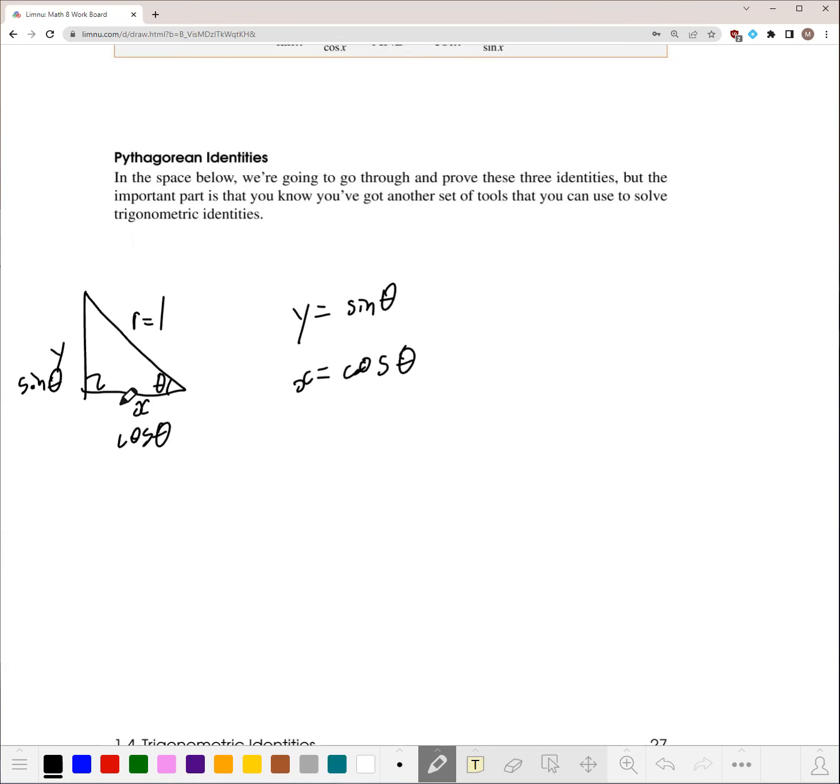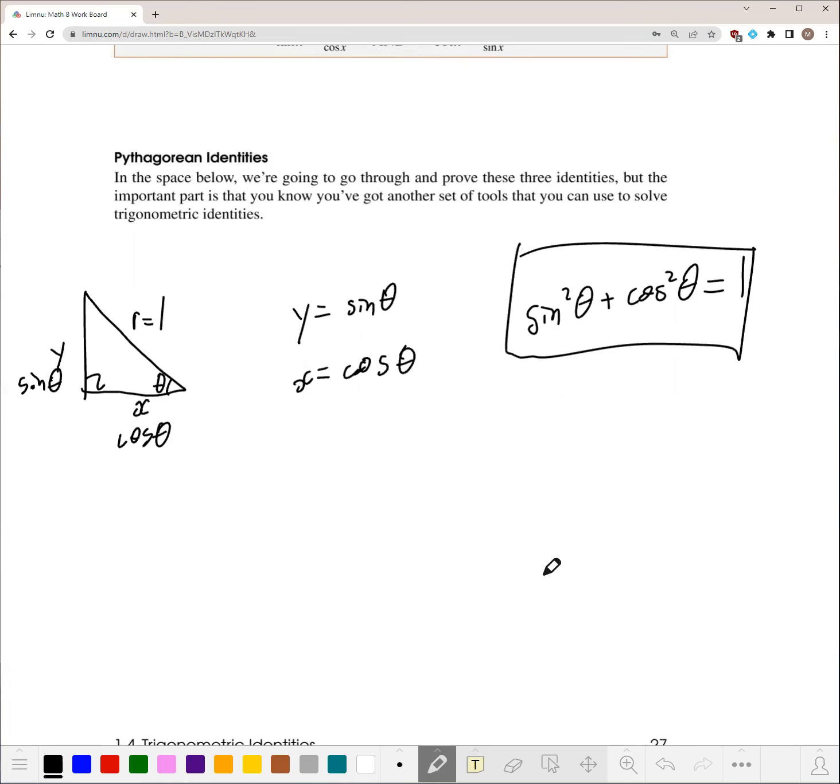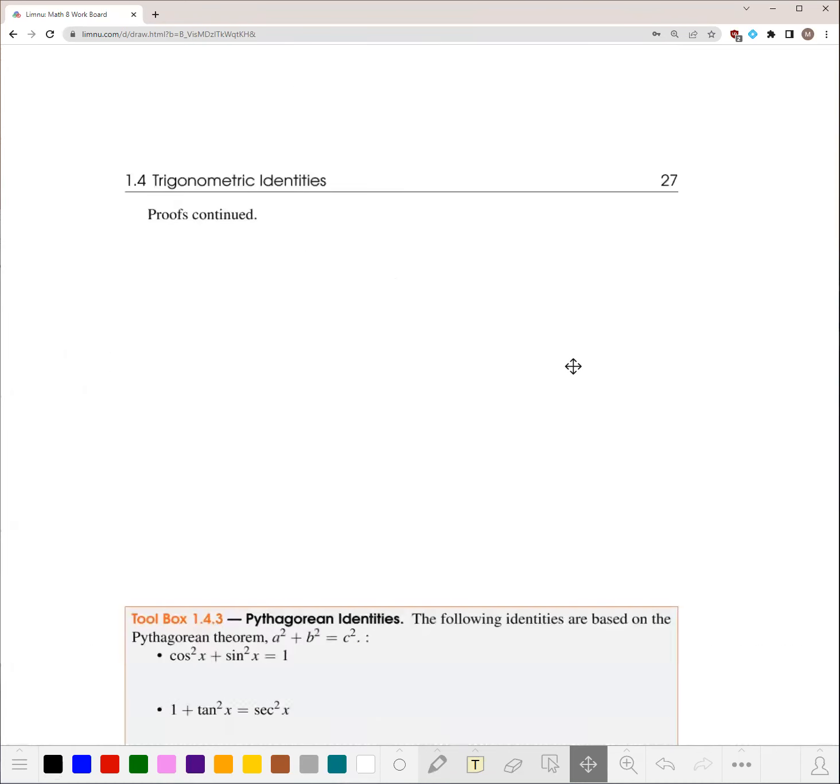And then I can say, well, why not do the Pythagorean theorem with that? So I get this: sine squared theta, remember that the square is on the whole thing here, plus cosine squared theta is equal to 1 squared, which is just 1. And that is the first of our Pythagorean identities. Let's take a look at the next two.